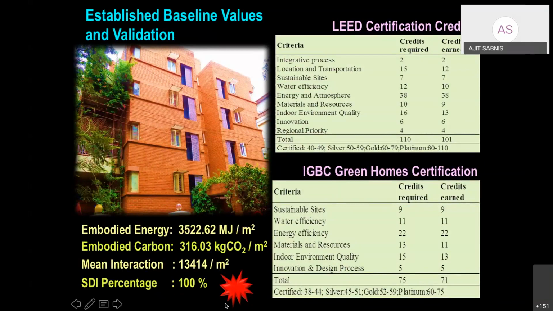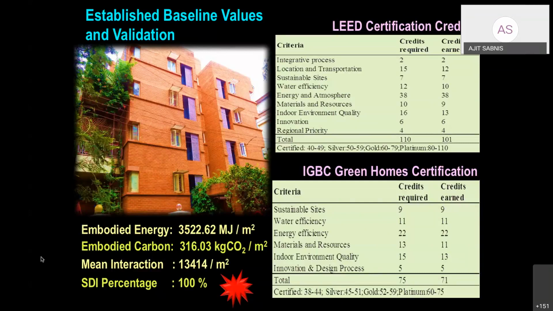Because when we take this as a benchmark project, and for us this is taken as 100% sustainable, it cannot be zero embodied energy or zero embodied carbon. There is no building which can go carbon negative. It's impossible, because there are a lot of materials involved in it. So a certain amount of embodied energy has to come in, and embodied carbon has to come in. So the least one, which we have taken as the benchmark project, we have taken its SDI percentage as 100%, which indicates that for comparison purposes, this acts as the benchmark.